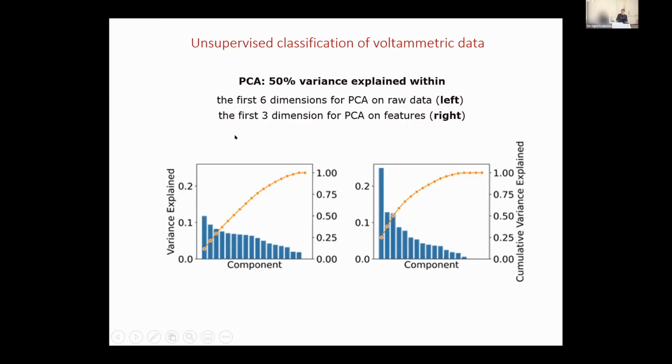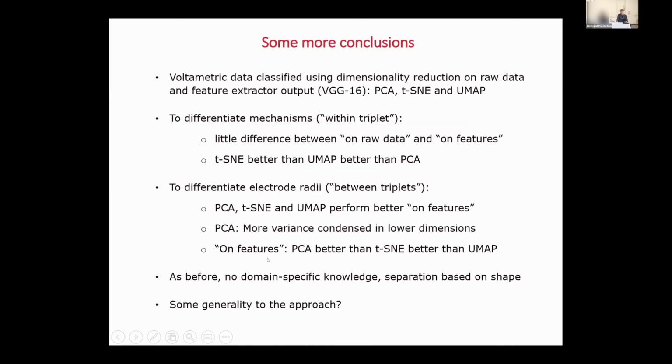For the PCA analysis, we also looked at the variance explained, and we find there that PCA on features basically leads to compression, if you like, of variance into the first 3 dimensions. So the first 50% of the variance is within the first 3 dimensions in this case, whereas for PCA applied to raw data, it takes about 6 dimensions to capture the same variance.